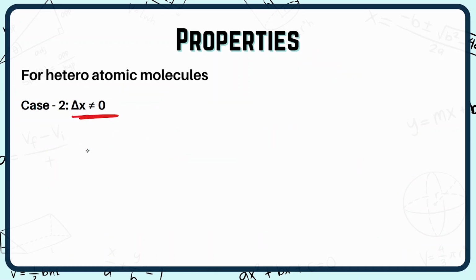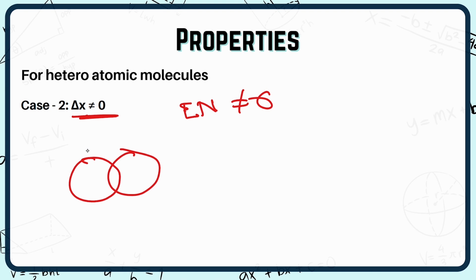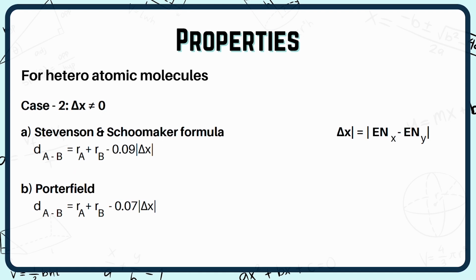For case 2, that is when electronegativity's difference is not tending to 0. In that particular case, how do we do it? Let me just redraw the diagram. Now we have got 2 formulas to get the value of X and Y, and we'll be looking at those formulas in the next slide. Here it is. These are the 2 formulas that we use to find the relation between radius and the distance of both the nuclei.